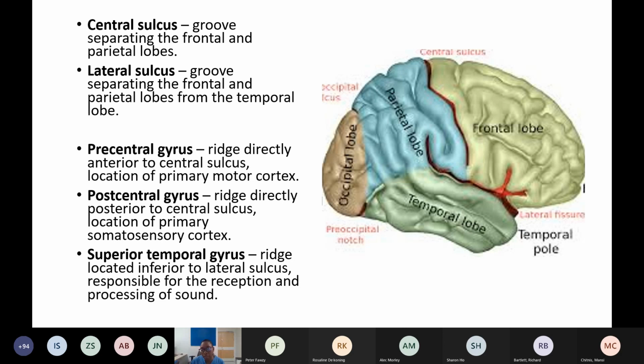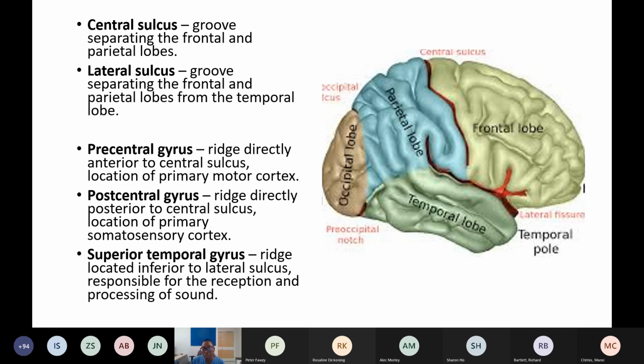We have the central sulcus here, which separates, as we've mentioned before, the frontal lobe and the parietal lobe. And then we have the lateral sulcus here, which separates the frontal and parietal lobe from the temporal lobe. And these are things that you can look for to help yourself understand if, for example, a lesion or a bleed, to understand exactly which lobe it is in the brain.